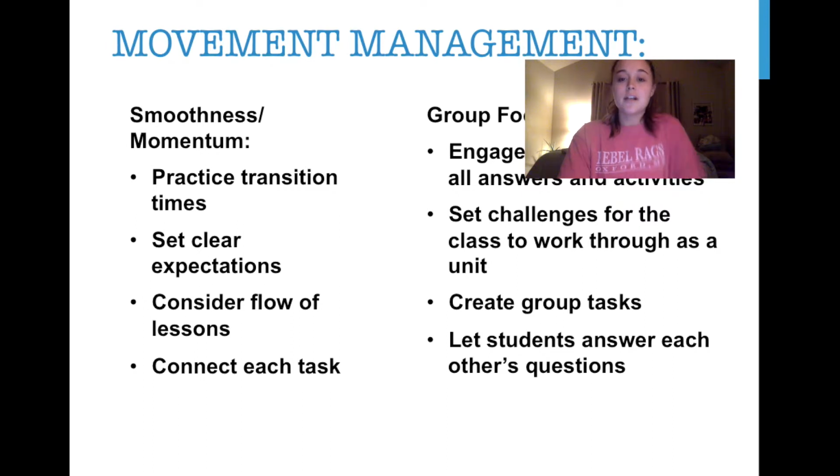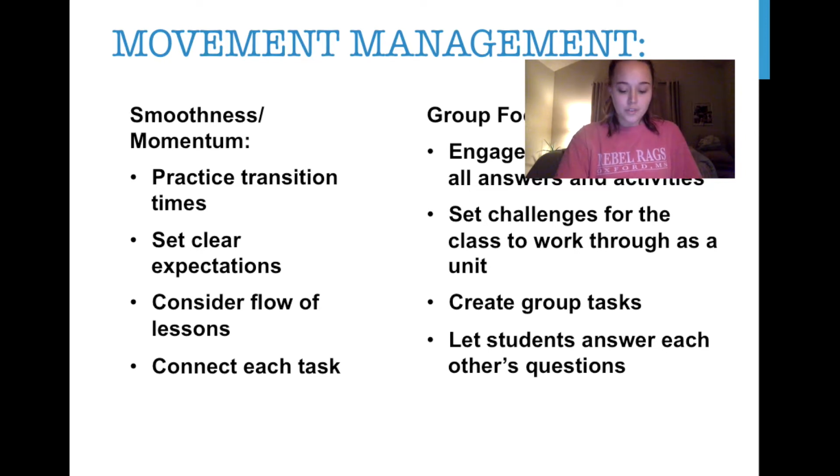Set challenges for the class to work through as a unit. That is also an important part of his theory, that if your students are challenged, then they won't get bored. Therefore, they won't have behavior issues. Create group tasks so students can work together. That also just keeps them engaged. And then let students answer each other's questions. So if one student proposes a question, have others say, what does the class think? And have other students answer.